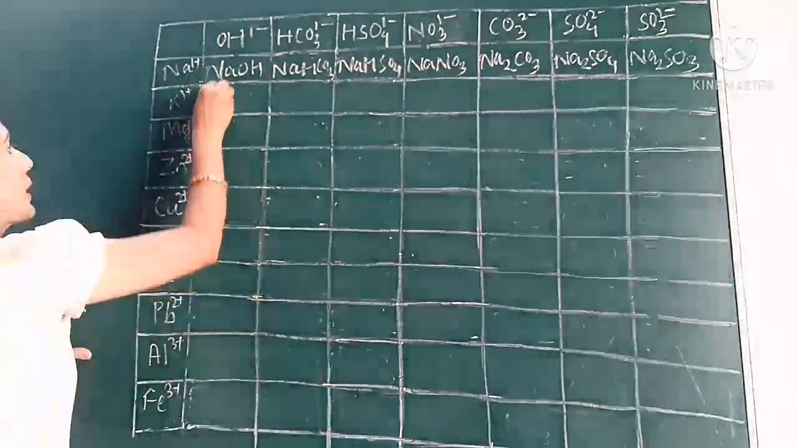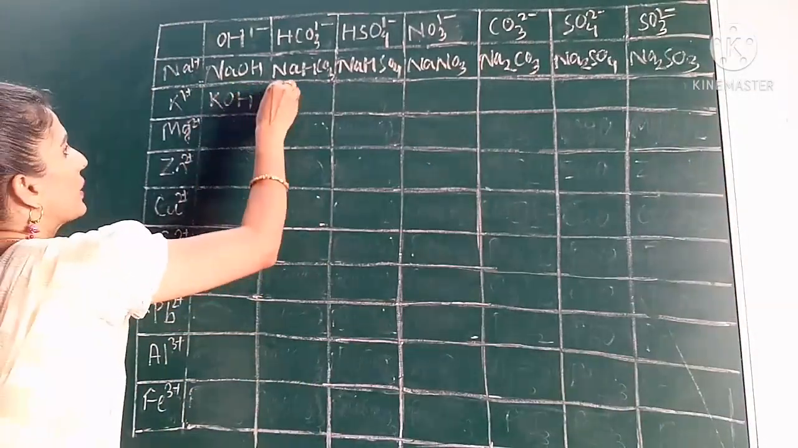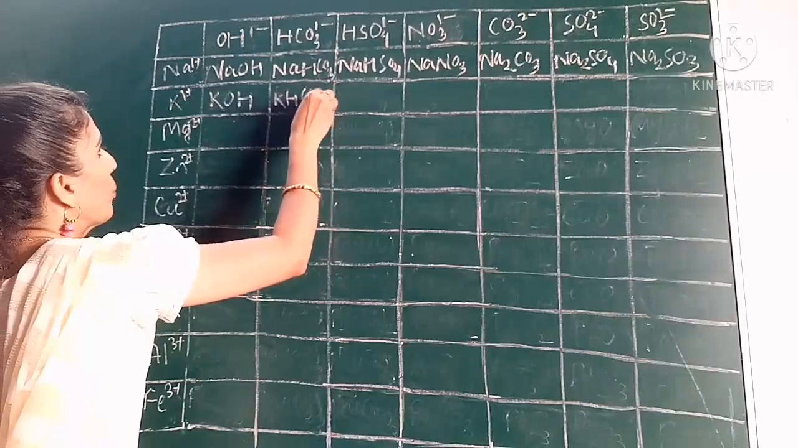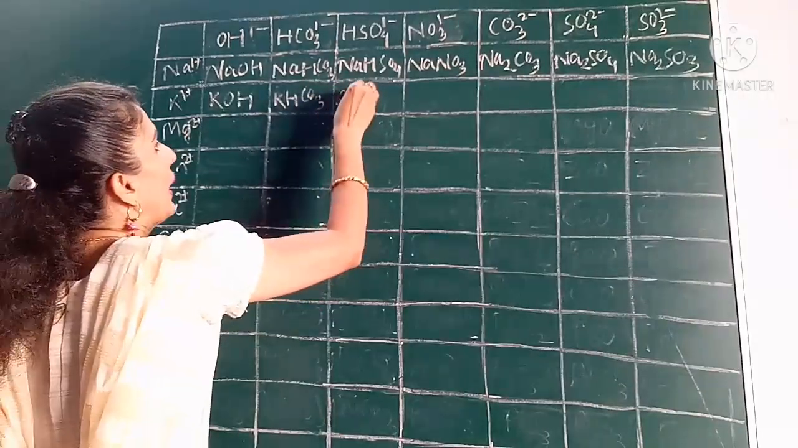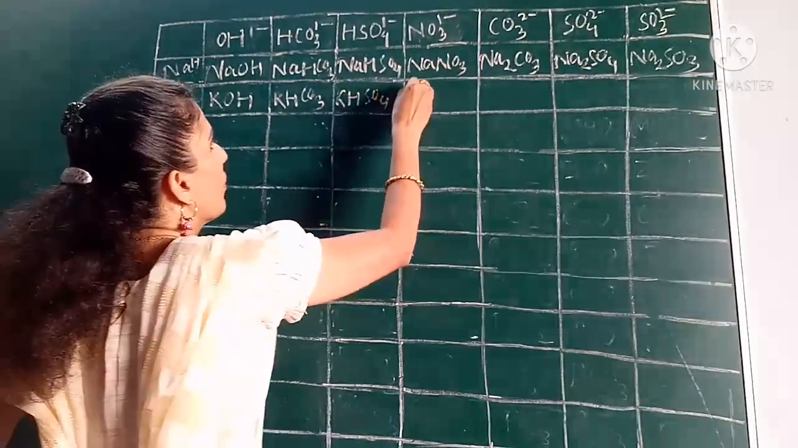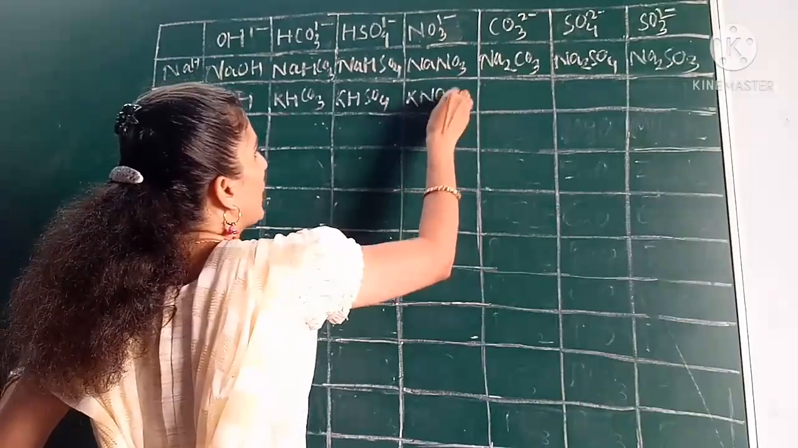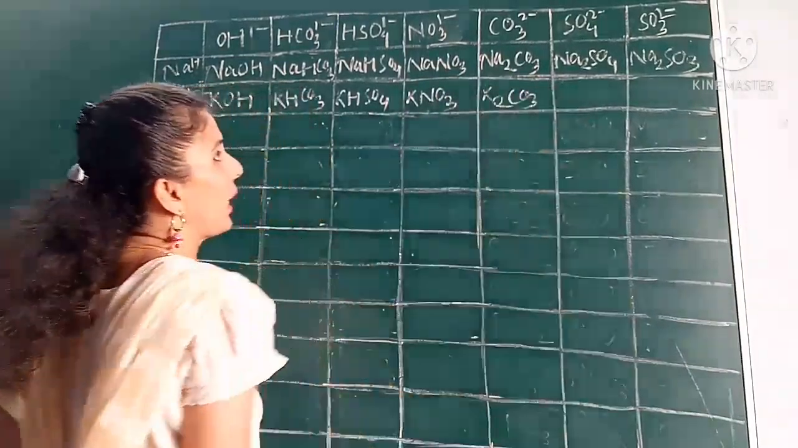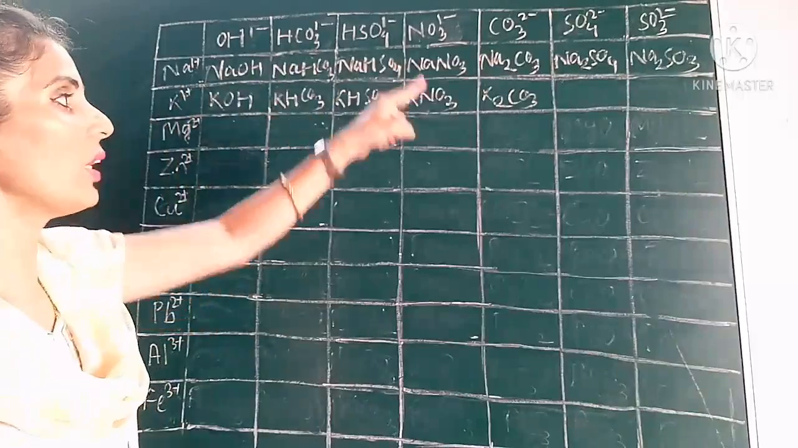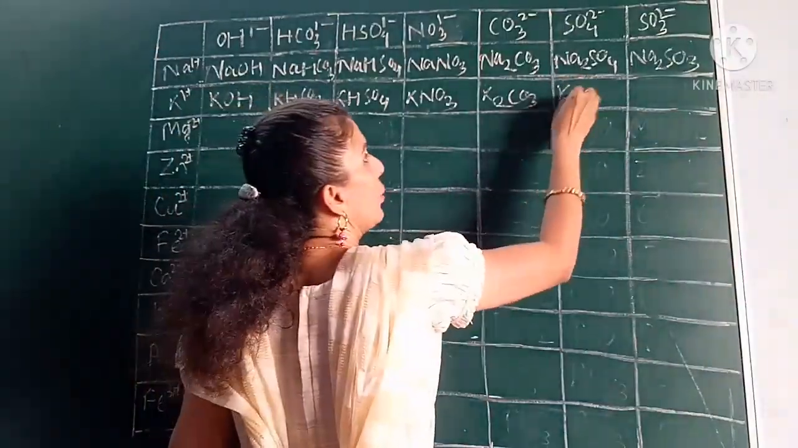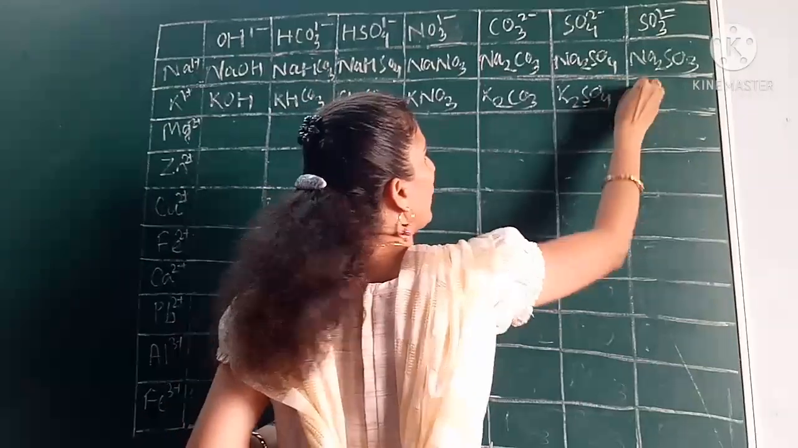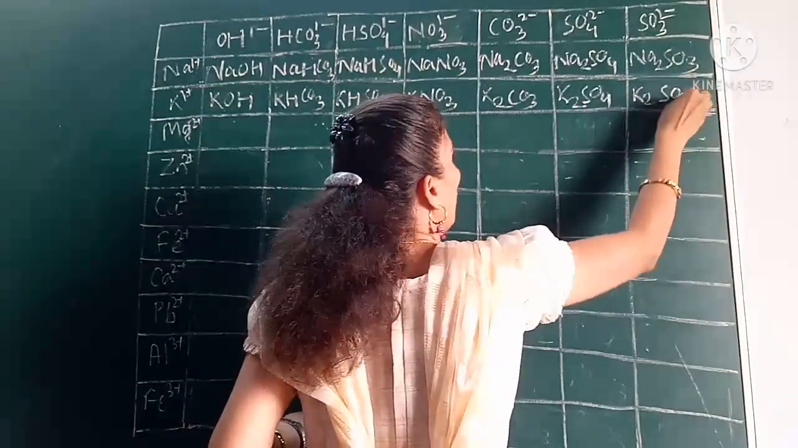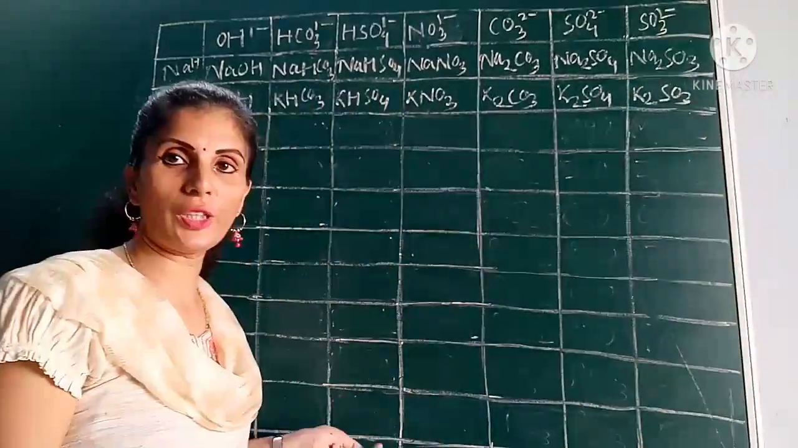Now write this: KOH, potassium hydroxide, KHCO3, potassium bicarbonate, KHSO4, potassium bisulfate, KNO3, potassium nitrate, K2CO3, potassium carbonate. 2 will come here, 1 will go there. Then like this K2SO4 potassium sulfate, K2SO3 potassium sulfite.